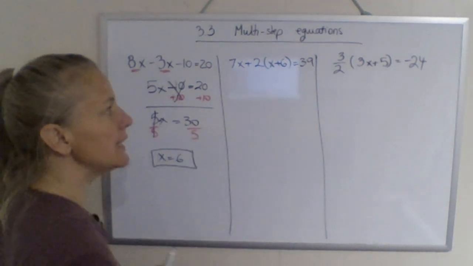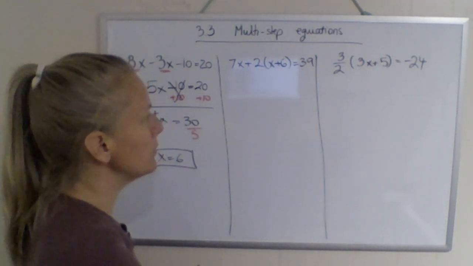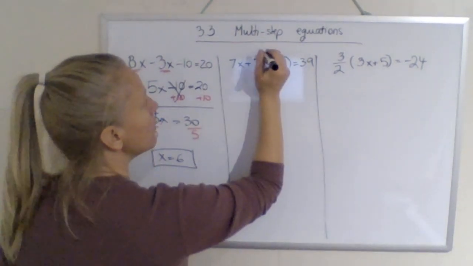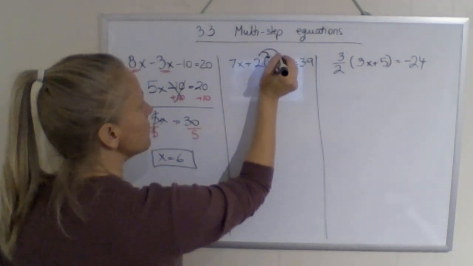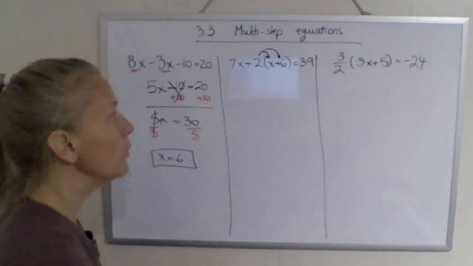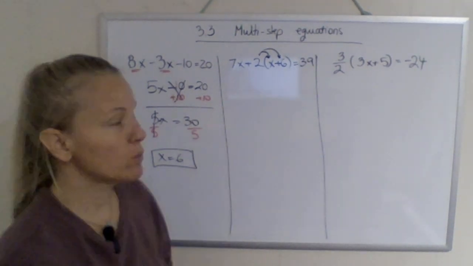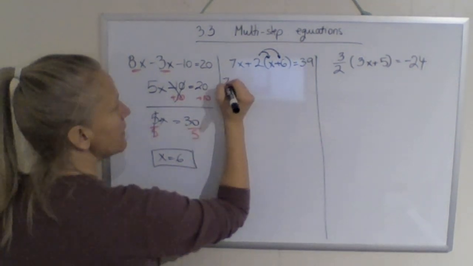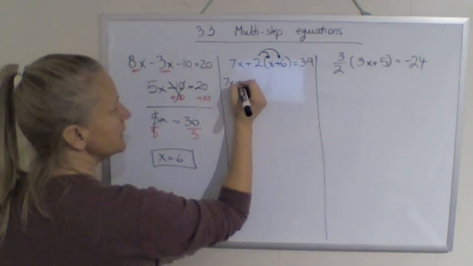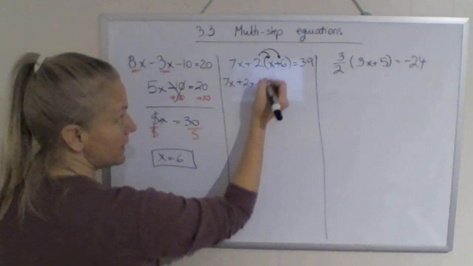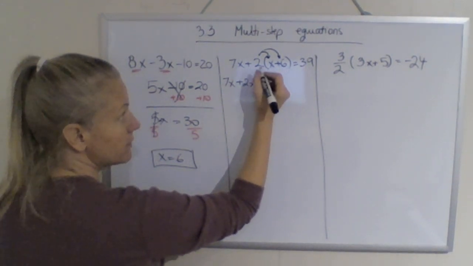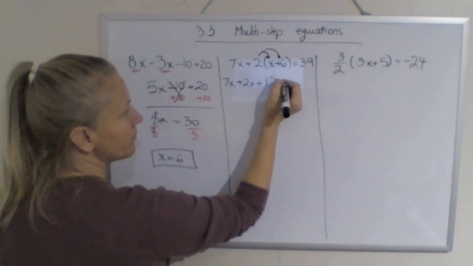This is the one that dealt with distribution. And we said when you have a distribution, the first thing you're going to do is always the distribution. Please remember two things. We distribute that 2 in both places. We do not add, we multiply every single time. So this becomes 7x plus 2x, plus, because a positive times a positive is a positive, 2 times 6, 12, equals 39.